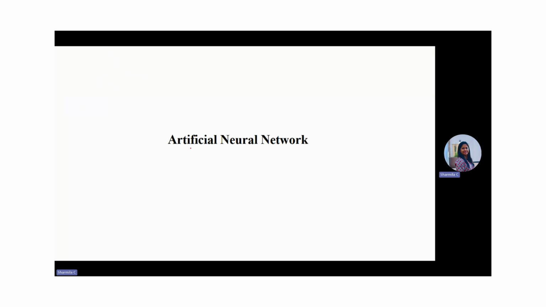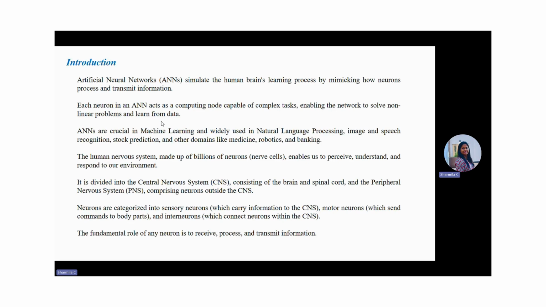Artificial neural network. An artificial neural network is a mathematical model and core component in machine learning which mimics the working of the human brain or simulates the human brain learning process. In an ANN, each neuron is considered as a node or a unit that acts as a computing node capable of processing a complex task. It is used for tasks like pattern recognition, classification, and regression. The fundamental role of any neuron is to receive, process, and transmit information.